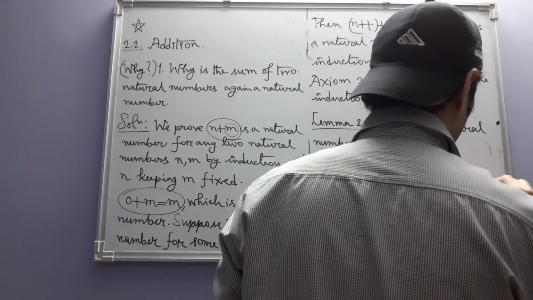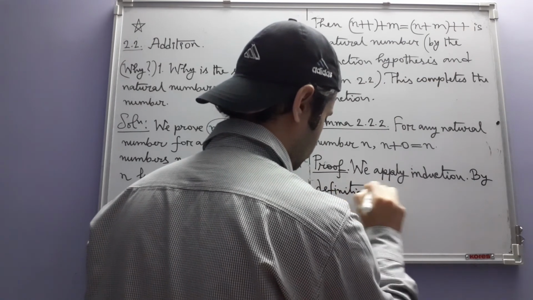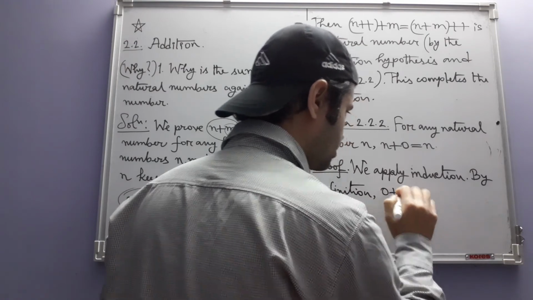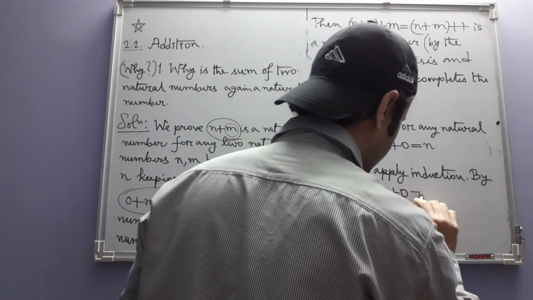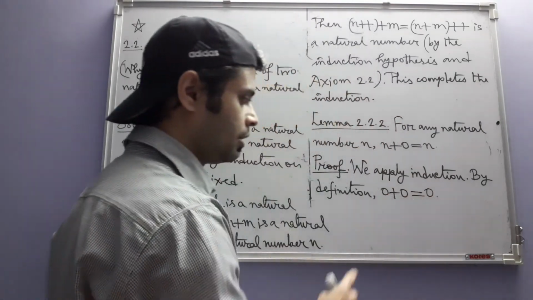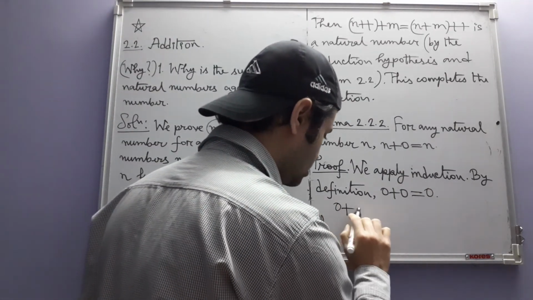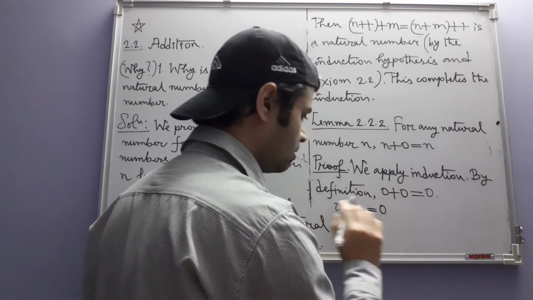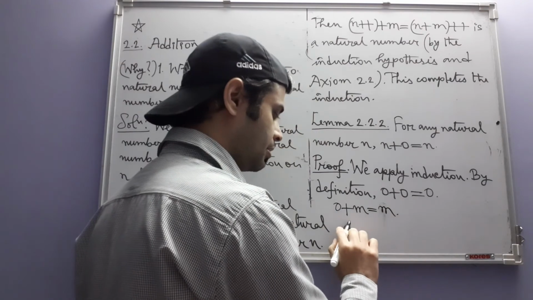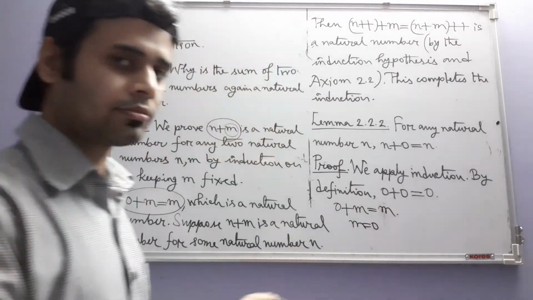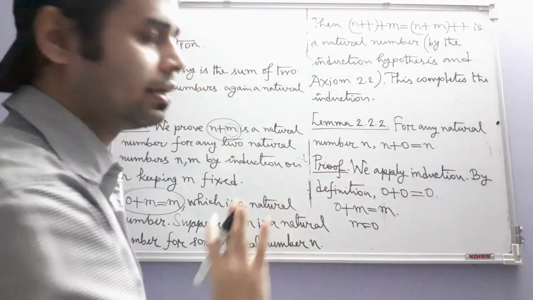By definition, zero plus zero. See, I have to show this. So when n is equal to 0, then 0 plus 0 is equal to 0. And this I am getting from the definition. What does the definition say? The definition says 0 plus m is equal to m. So in the definition, I have taken m equal to 0. That's it. That has given me this. So the result is true for n equal to 0.